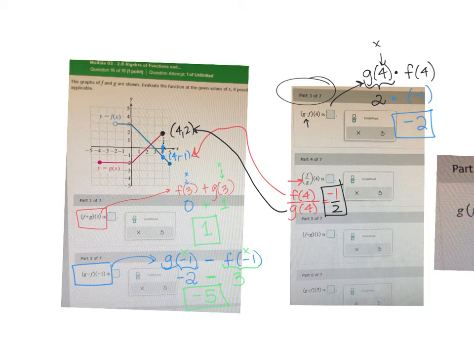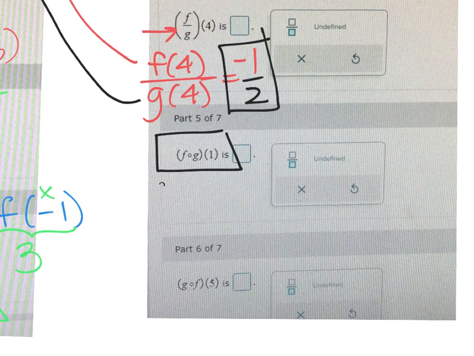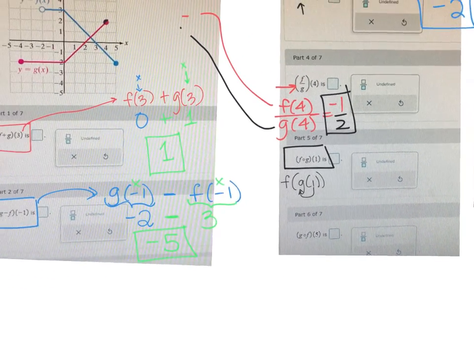For part 5, we're going to change this up a little bit and not look at an x value of 4. We're going to look at an x value of 1. Now notice on this notation here that we have an open circle. That's composition, which really is about substituting. So we're going to substitute 1 into g. So we need to input 1 into g and see what we get. And then whatever we get, we're going to plug into f.